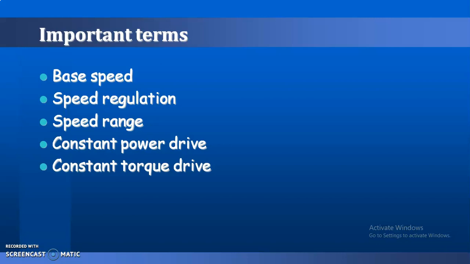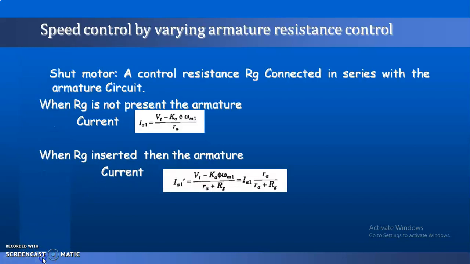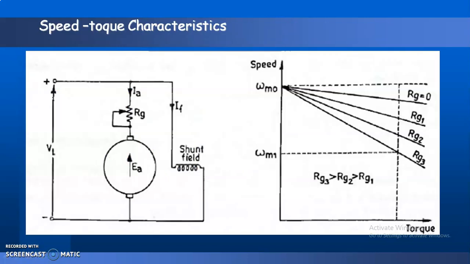Now the speed control of DC shunt motor by armature resistance control. First of all, the schematic diagram of a shunt motor. This one is the schematic diagram of the shunt motor. That is the shunt field. We are applying the terminal voltage Vt here. This one is the armature current and this is the field current.